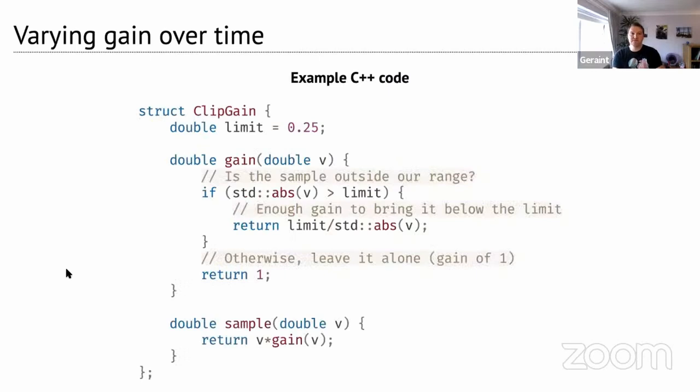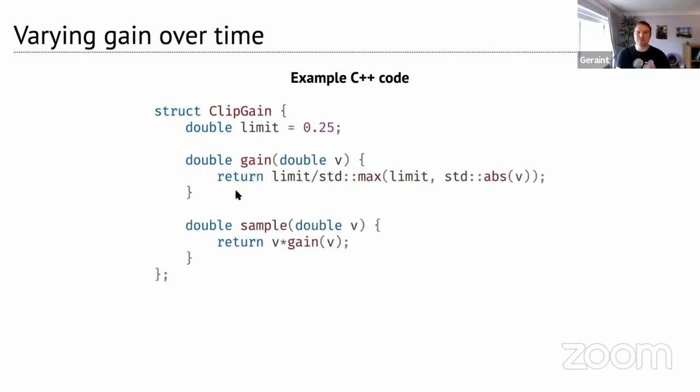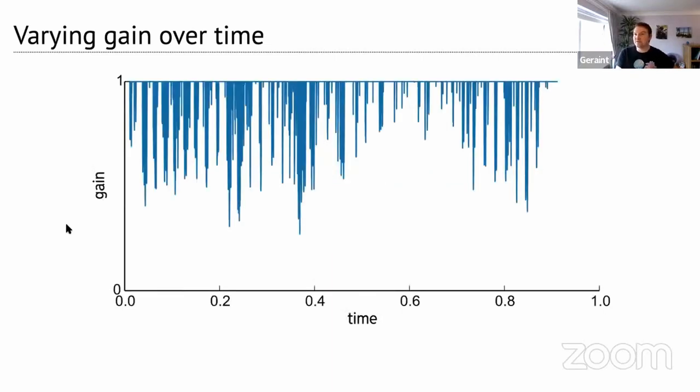Here's some C++ code to do that. We calculate a gain value, which is, is it outside the limit? And then if so, we bring it back in, otherwise we return 1. And if you really want to be nice and concise, here's a sweet little short one-liner for that. And this is what the gain graph looks like. So you can see that where there were these peaks in the input audio, the gain has dipped down. So let's have a listen to that.